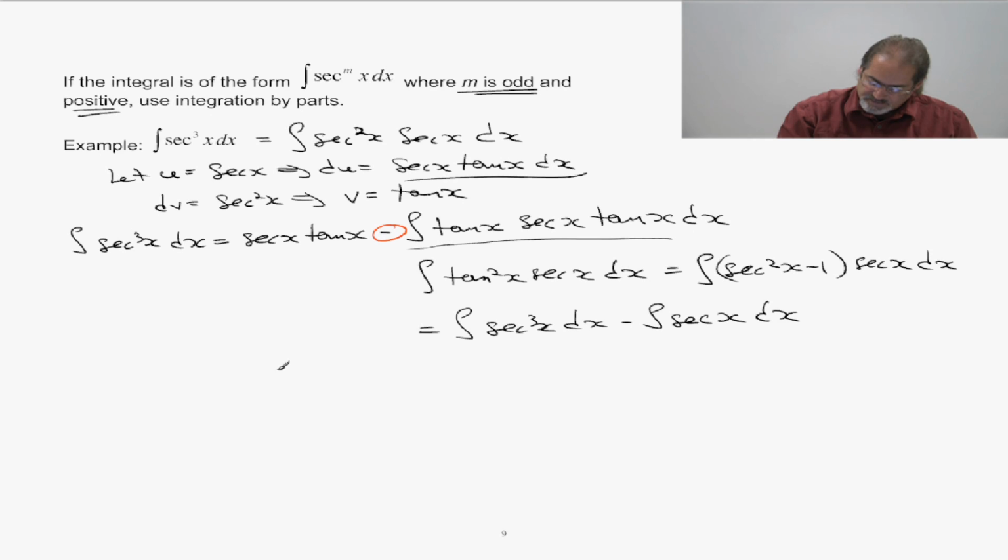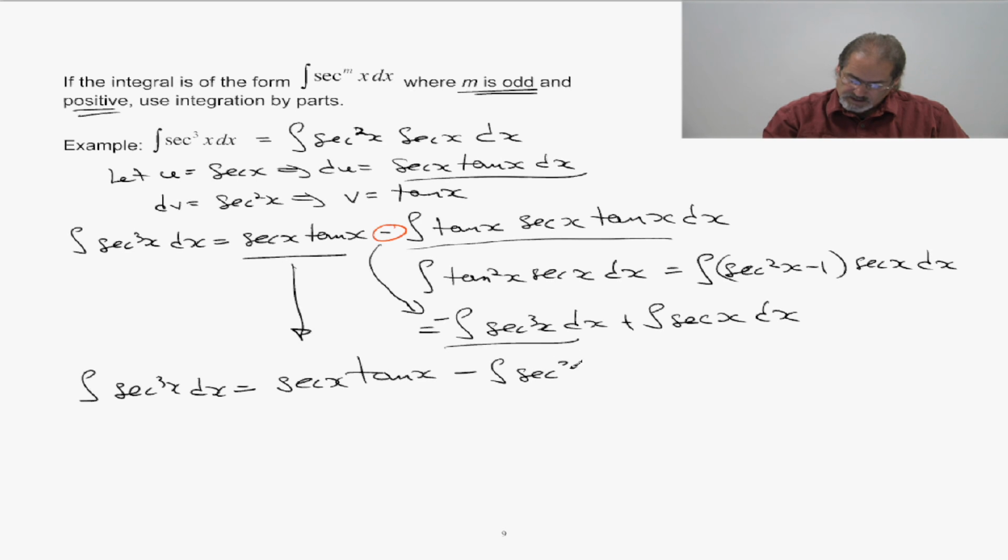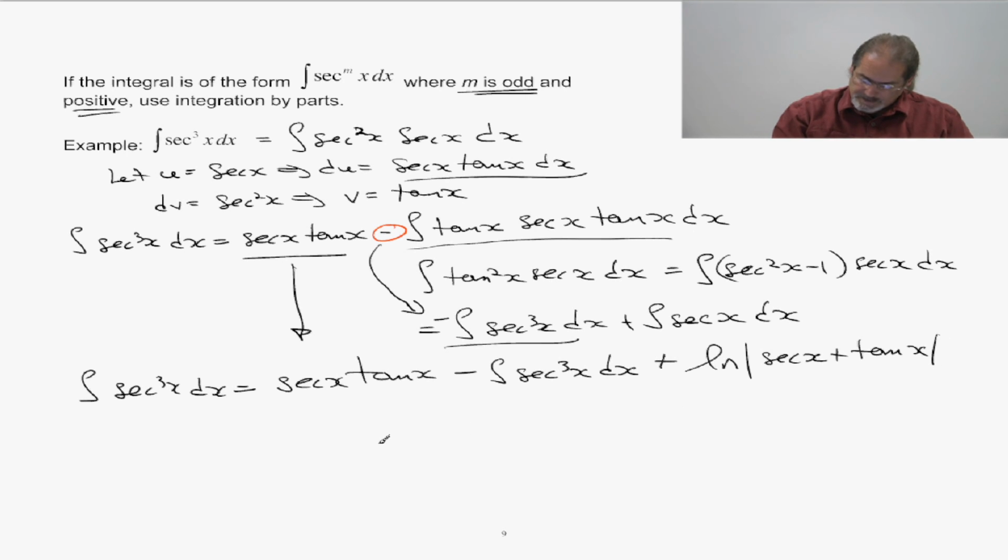And I'm going to go ahead and move this negative back in now. So this will be a negative. This will actually be a positive. So what I have here is that the integral of secant cubed x dx is actually equal to, I need this first part, secant of x tangent of x, minus the integral of secant cubed x dx plus the integral of secant x, which is ln absolute value secant x plus tangent of x. Now you see, I'm right back to where I started, except once again it's opposite in sign.